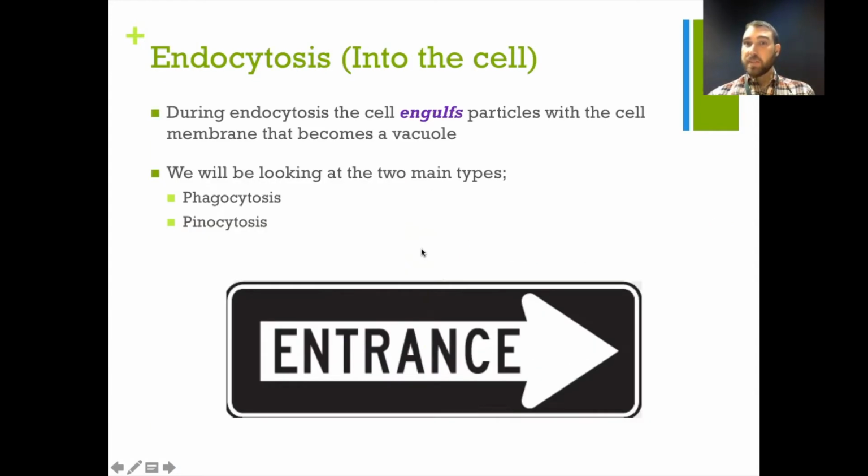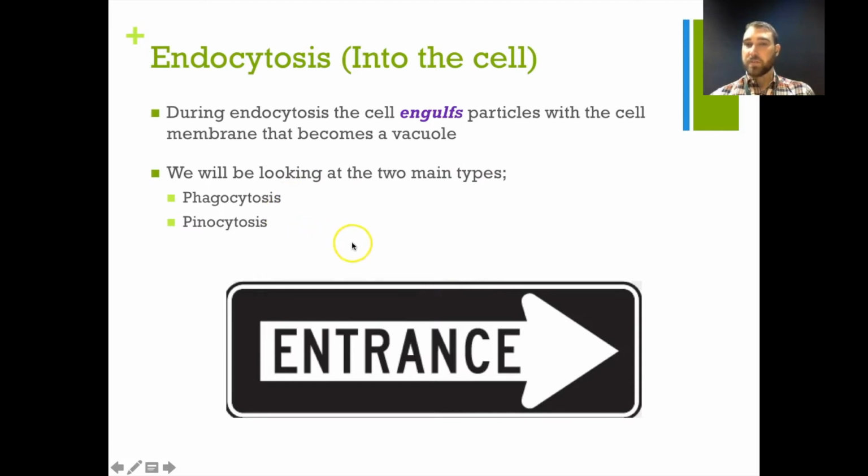So now we'll look at some specific types of active transport that don't involve membrane proteins specifically. Endocytosis is an example. In endocytosis, the cell engulfs particles and takes them into the cell. So the cell membrane is used to engulf the substance, and then that is pulled inside the cell to produce a vacuole. There's two types.